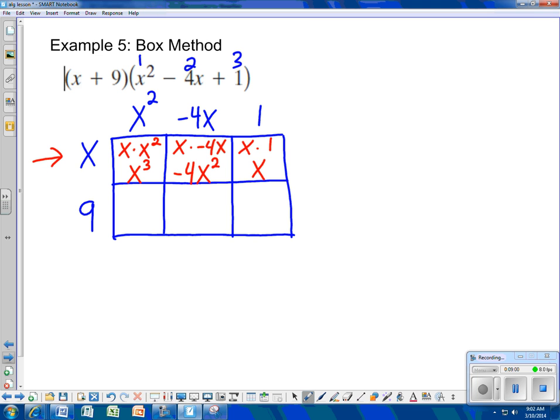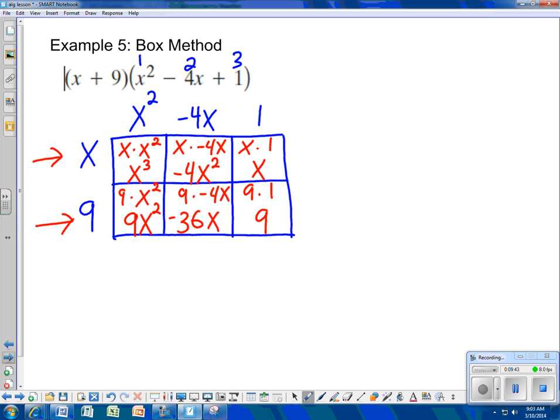And now we're going to do the same thing with the bottom number, the 9. So we're going to take the 9 and multiply it by each part in here. First 9 times x squared, which just becomes 9x squared. Then we're going to do 9 times negative 4x. 9 times negative 4 is negative 36x. And then just 9 times 1. Just 9.